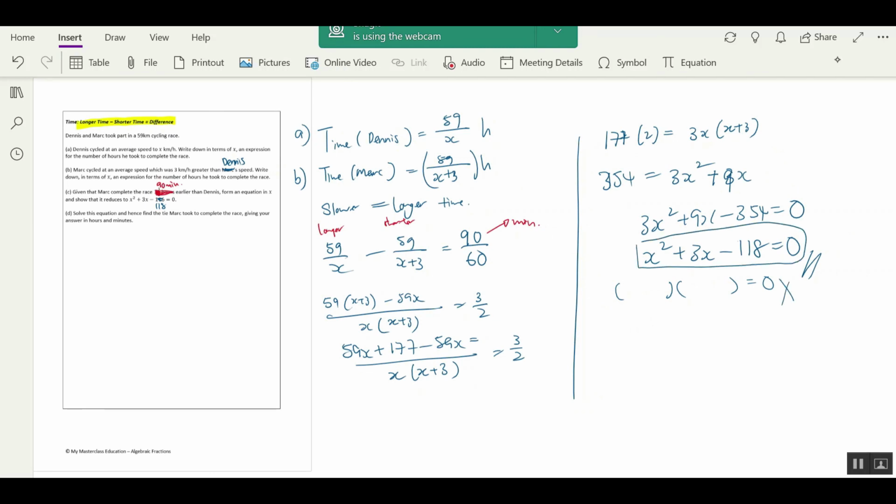But the important thing about this is, usually in this kind of question where one speed is faster than the other, always take the longer time minus the shorter time equals the difference. And when you have the difference in time, make sure it's in the same unit as your speed.